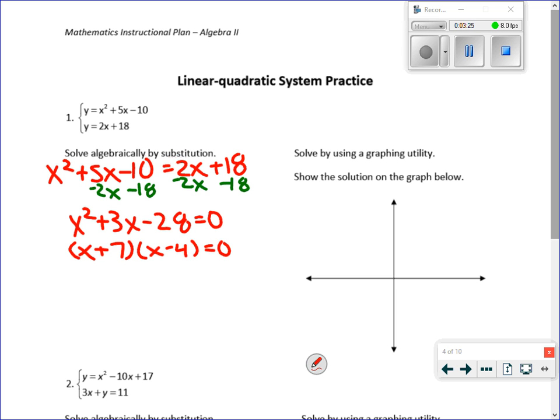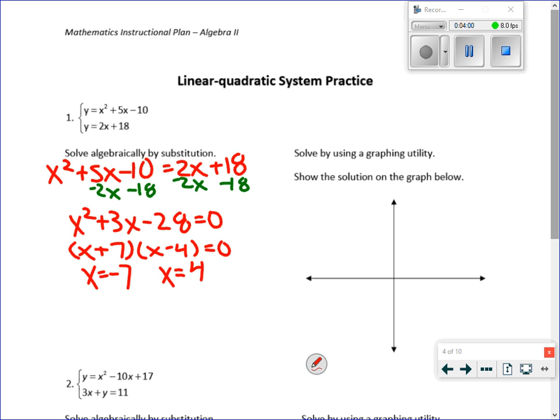So let's think. If x plus 7 is equal to 0, what is x? Negative 7, good. And then what's our other solution? 4. So is this where I stop? Does this mean I'm done? No, we only have our x's. What do I also need to find? The y, and the process is still the same. Thinking about why that makes sense, because at these two x values, that's where this line and this parabola are intersecting. So at these x values, they'll also have the same y value.